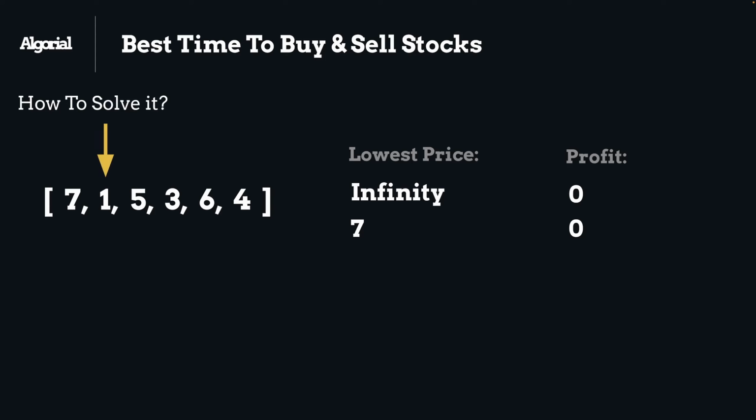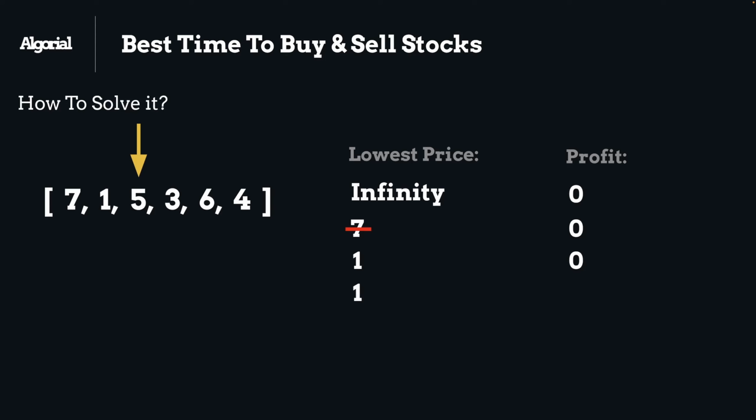In the second iteration, we have 1 as the price. Which one would be smaller now, 7 or 1? So 1 is lower and we will update our lowest price, and our profit is still going to be 0 because we just bought our stock today. Third iteration, which one is smaller, our current value of 1 or 5? Of course it's still 1, so we need to update that.